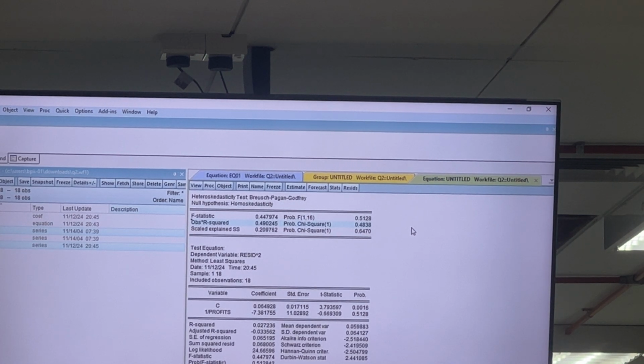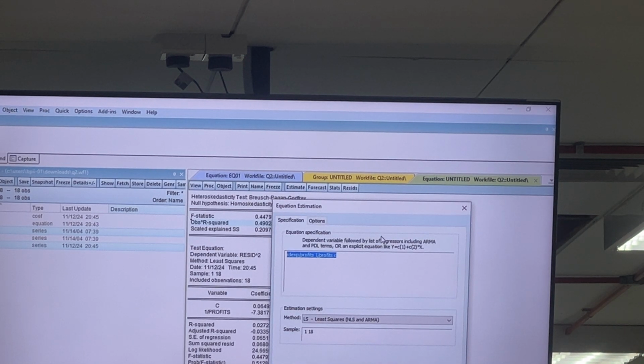An alternative approach is to re-specify the model or use a different functional form. Question number 3: use a different functional form using log. So instead of using original values, we try to use log. So we re-estimate using log of R&D expenditure and log of profit.